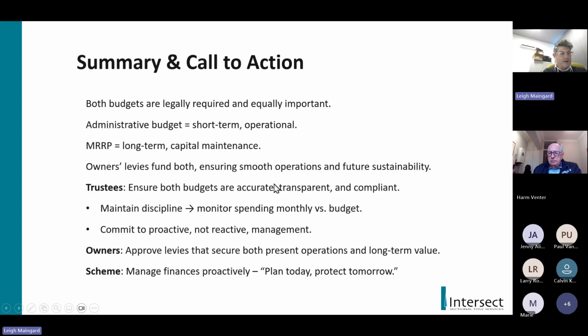And just the last thing, scheme manage finances proactively. If the scheme is doing it proactively, there's a saying that says plan today and protect tomorrow. A very important thing to consider.